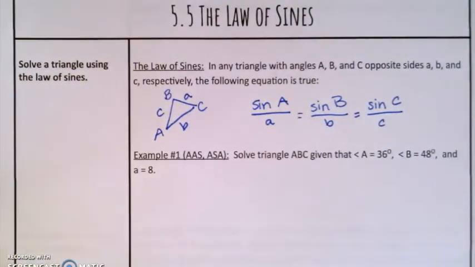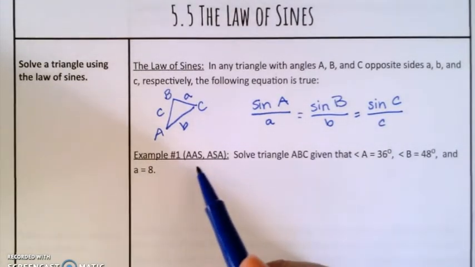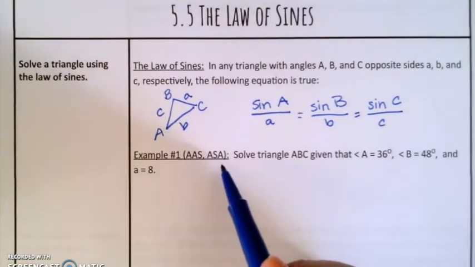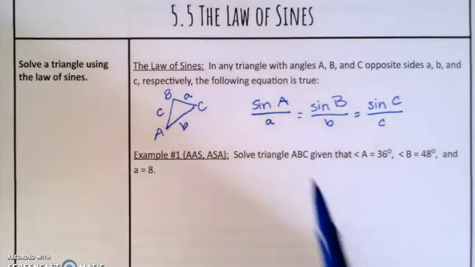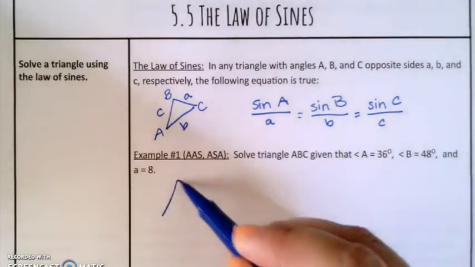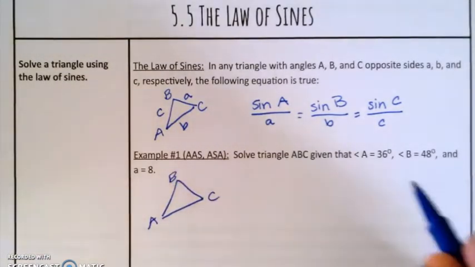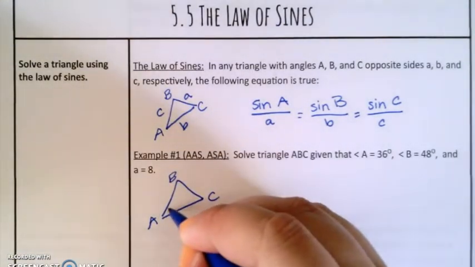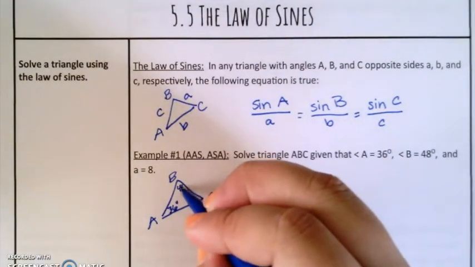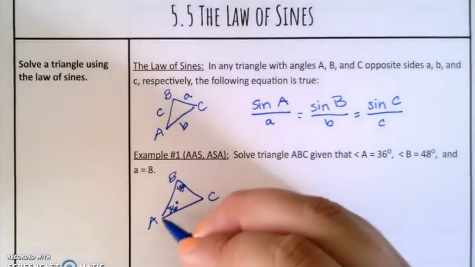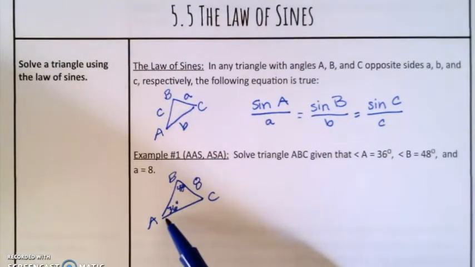How can we use this? Let's take a look at example 1. In example 1, we're looking at either AAS or ASA, so two known angles and one known side. So solve triangle ABC, we'll again draw a picture. Given that angle A is 36 degrees, angle B is 48 degrees, and side length a is 8. Notice side length a is opposite angle A.